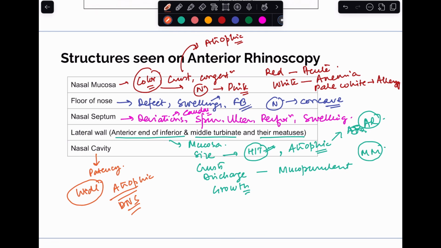Now, a question here would be, what is a wide nasal cavity? A wide nasal cavity is one where you are able to view the post-nasal space. That's when you know that this is a wide nasal cavity. So other than the wide nasal cavity, we should also look out if there is any growth in the nasal cavity, if there is a foreign body or maggots or anything.